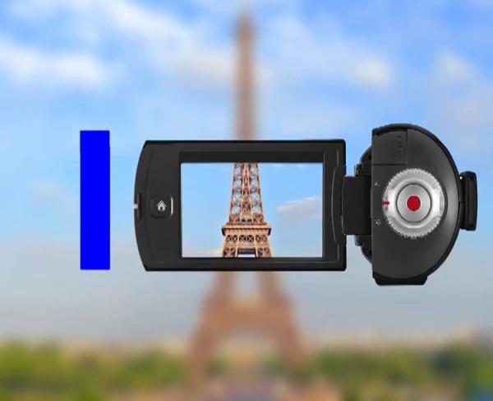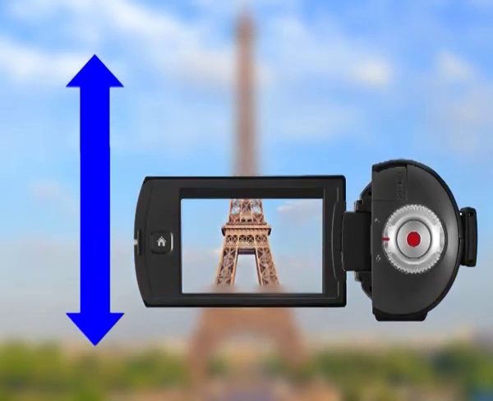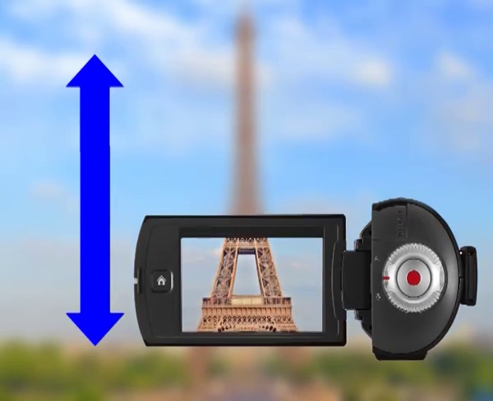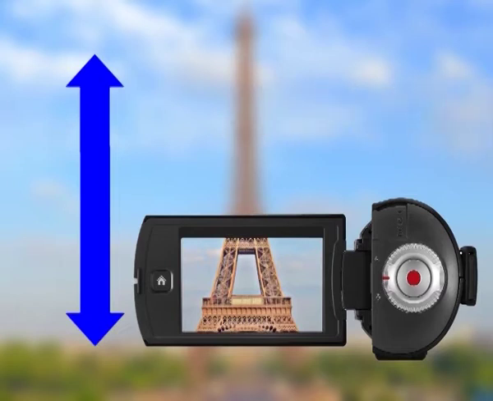Just like the pan, tilting is the vertical or up and down movement of the camera. Sometimes, people even use the word pan up for tilting the camera. This is because tilts are used less frequently than pans.